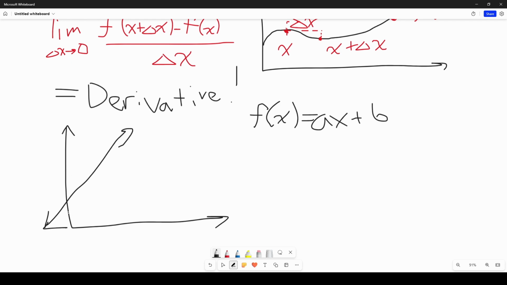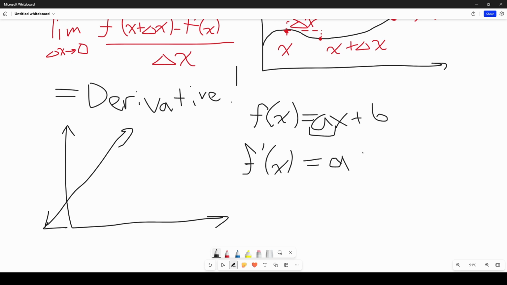Luckily, lines are pretty easy because we actually know the derivative already. The derivative is just the slope of the line. I mean, that's the definition, right? And the line has a constant slope. In fact, it's right here. It's a. So we're going to say the derivative, which we also call f prime of x, equals a.